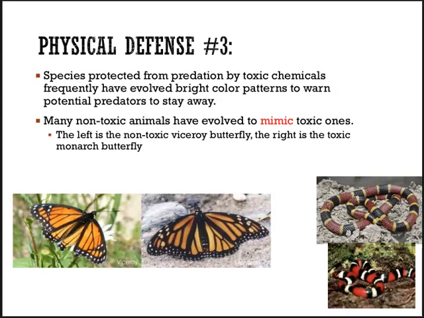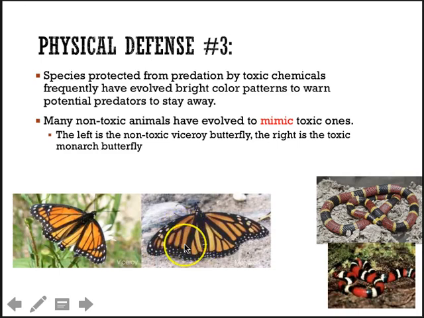The next one is mimicry, and mimicry is where one organism evolves to look like another organism. Usually, they evolve to look like an organism that has a kind of a chemical defense or something along those lines. So what we have here are two butterflies. They are not related. Well, they're butterflies, so they're sort of related, but they're not closely related. This is a viceroy butterfly, and this is a monarch butterfly. Look very, very similar, but not that closely related.